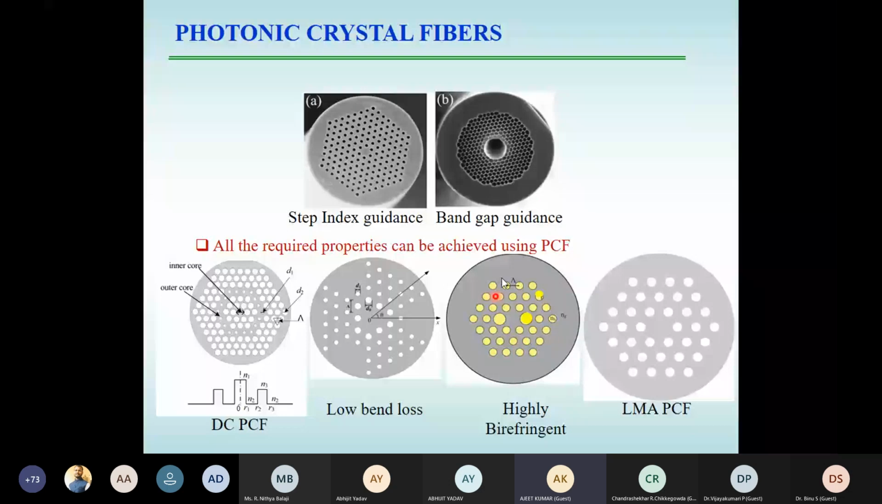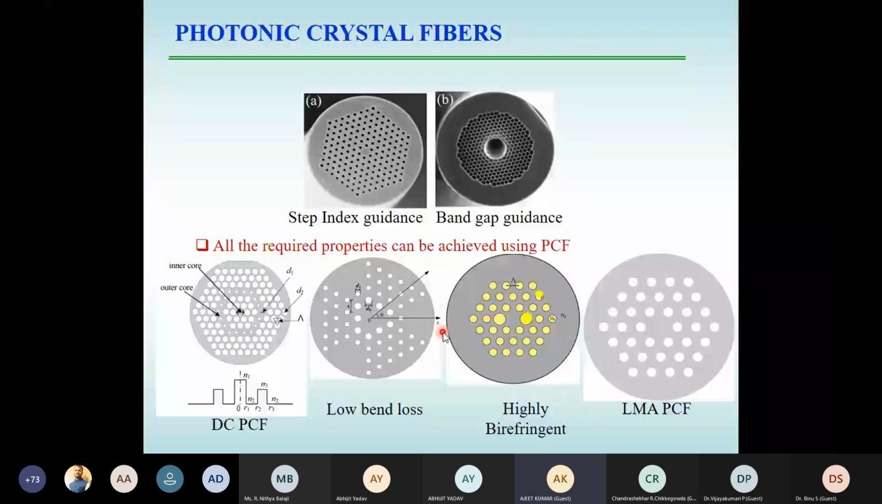So why do we have so many applications of this PCF? Because it has a large degree of freedom. What can you change? You can change the shape of the air holes. You can change the number of rings. You can change the pitch, meaning the separation between two consecutive air holes. Instead of holes, you can use rods. You can choose various materials. You can also change the shape in which you have arranged the air holes: rectangular, hexagonal and circular. So because of all this flexibility, it is a very important candidate for the specialty optical fiber.